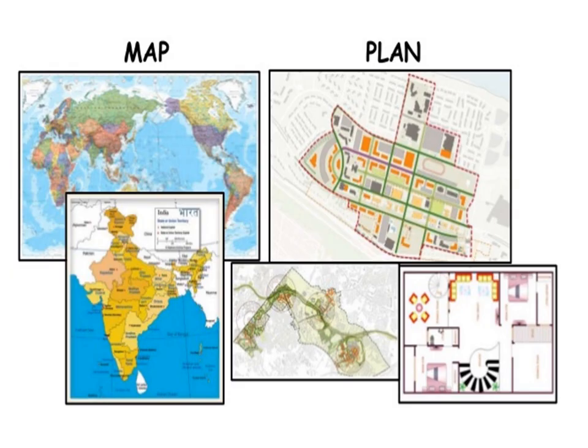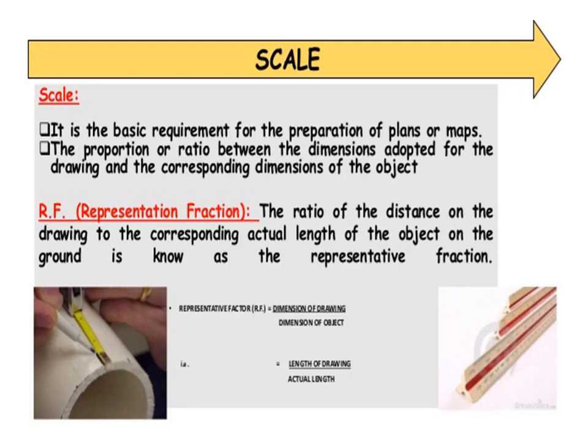This slide refers to the difference between map and plan. In this slide we are going to see a scale. So scale, it is the basic requirement for the preparation of plan or map. The proportion or ratio between the dimensions adopted for the drawing and the corresponding dimension of the object.